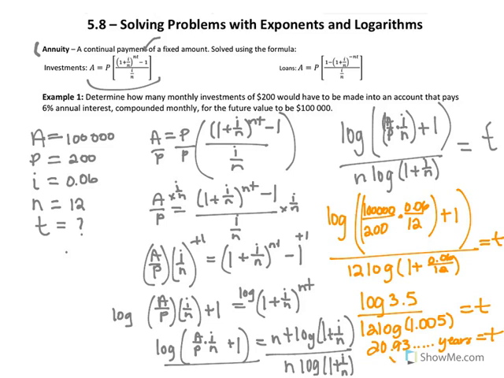Take that answer and times it by monthly payments, because it's asking how many months. And the number that you should get is 251.178 months. So that's how many months it would take to get your investment to be worth $100,000.